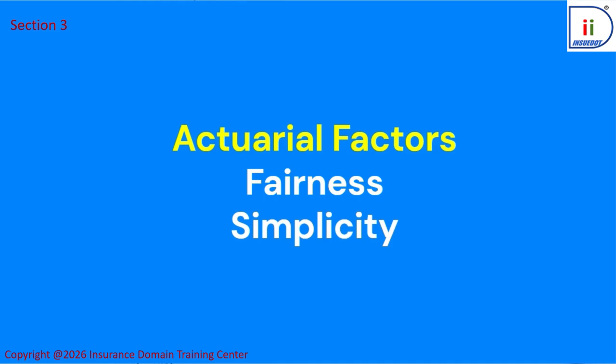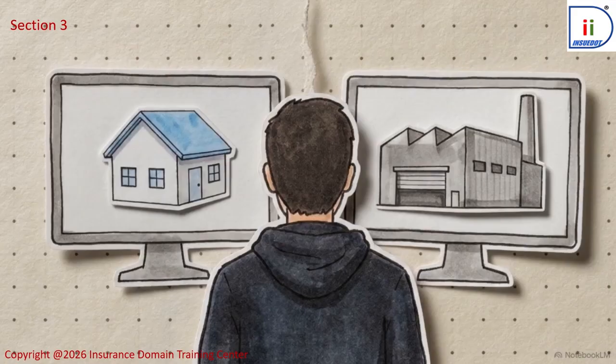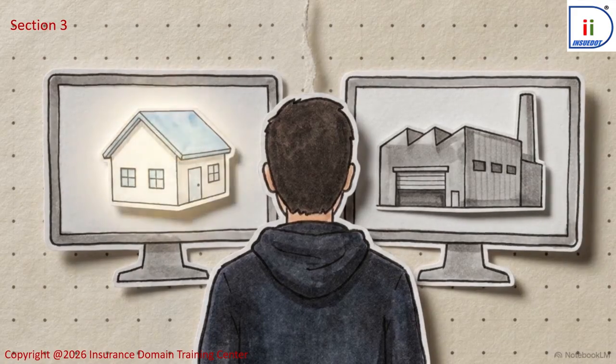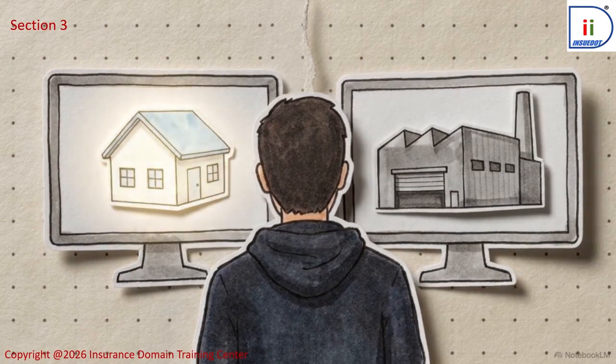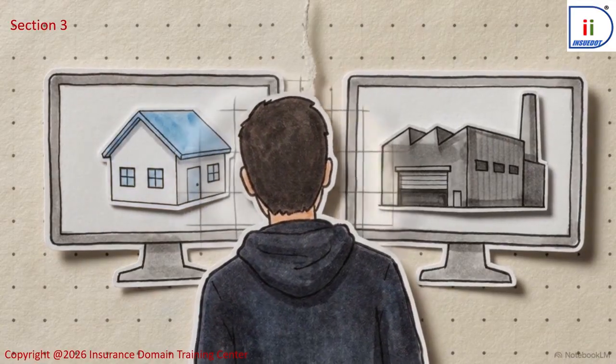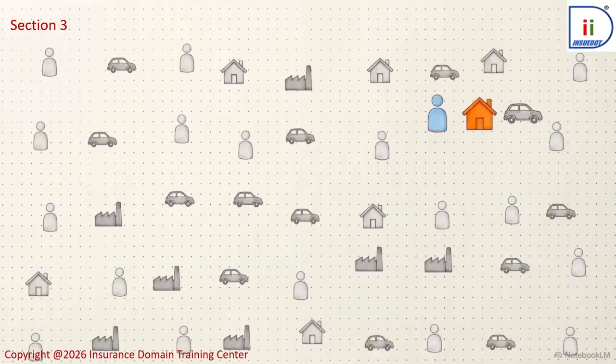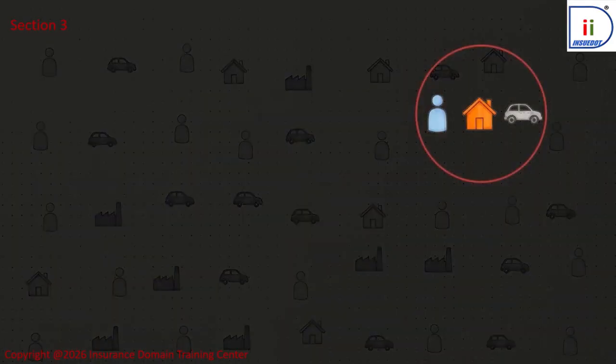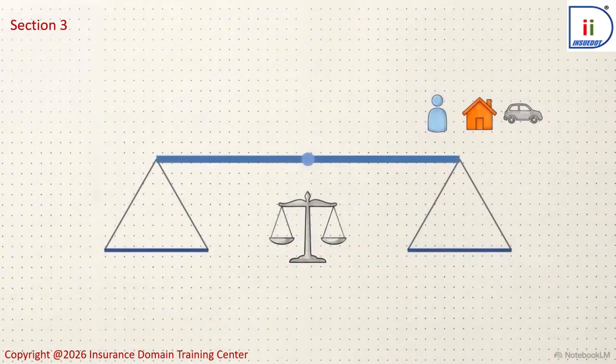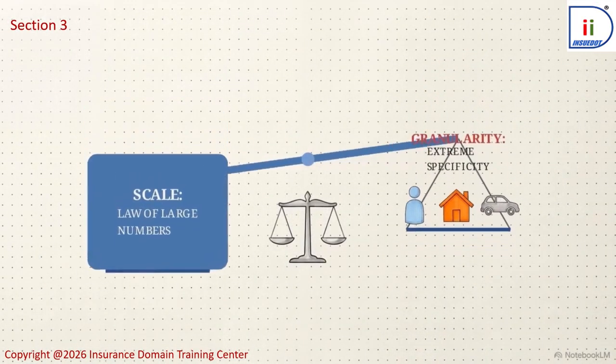Another important requirement is simplicity. An insurance company cannot create thousands or millions of categories for every small difference in risk. The classification system must remain practical and easy to manage. This creates a balancing act for underwriters. On one hand, they must recognize important differences between risks so that premiums remain accurate and fair.